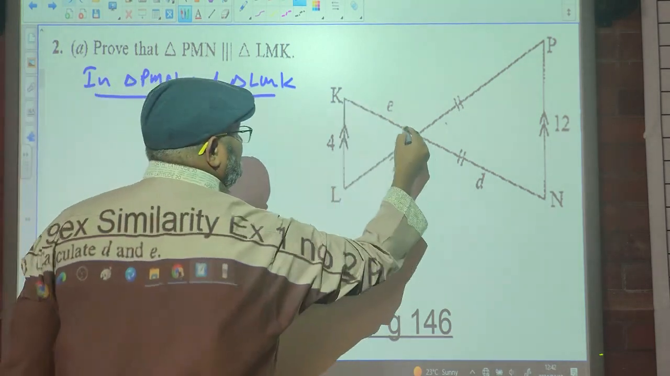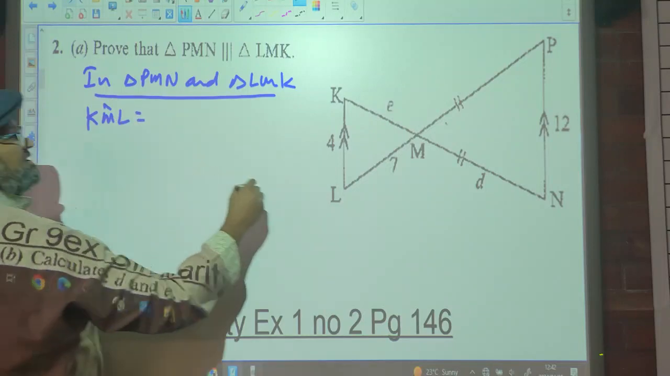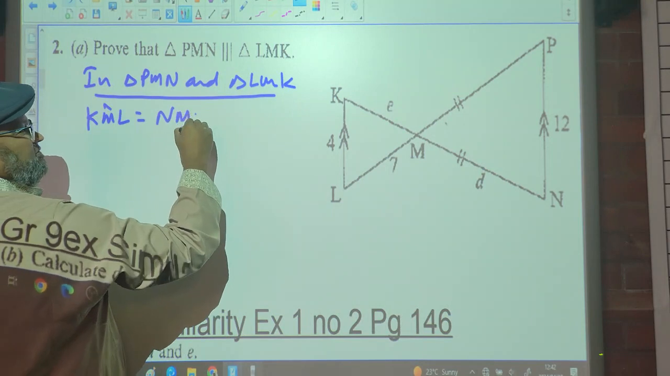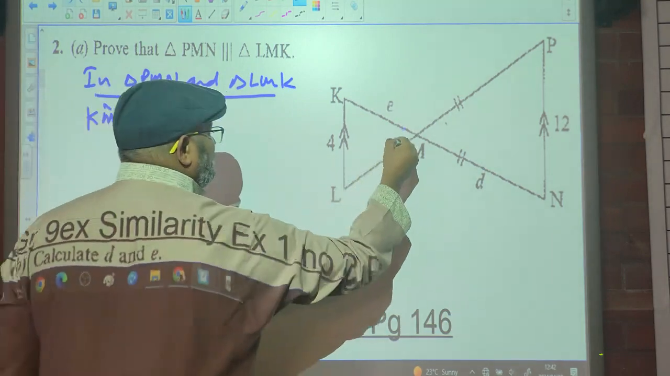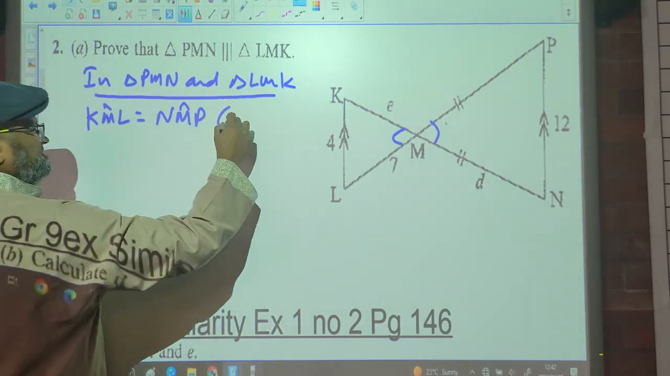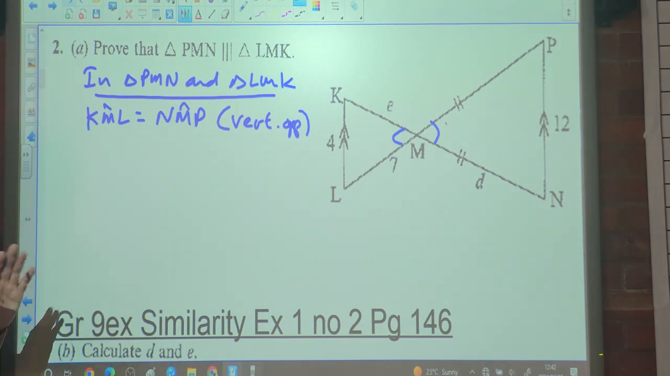I'm going to go with the fact that angle KML is equal to angle PMN, or NMP. Why is that angle equal to that angle? Vertically opposite. But as I said, I could have gone with two alternate angles, it would have been 100% fine. Okay.